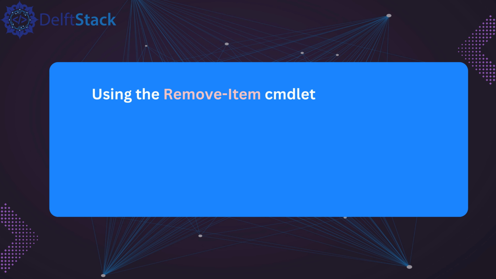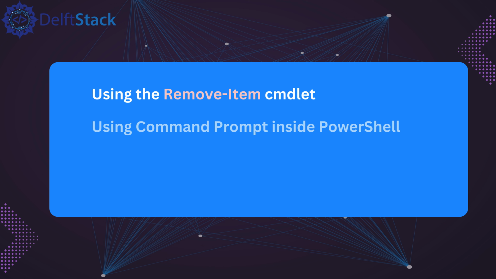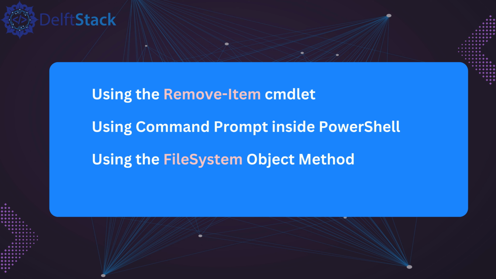Method 1, using the Remove-Item cmdlet, quick and powerful. Method 2, using Command Prompt inside PowerShell, simple but limited. Method 3, using the FileSystemObject method, great for scripting. Method 4, using the .NET class, offers precise control. Now let's break down each method step by step.